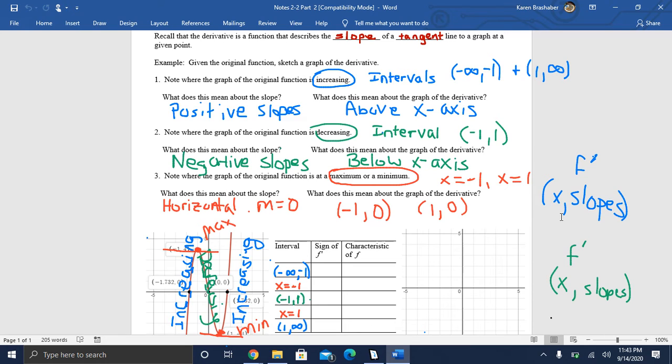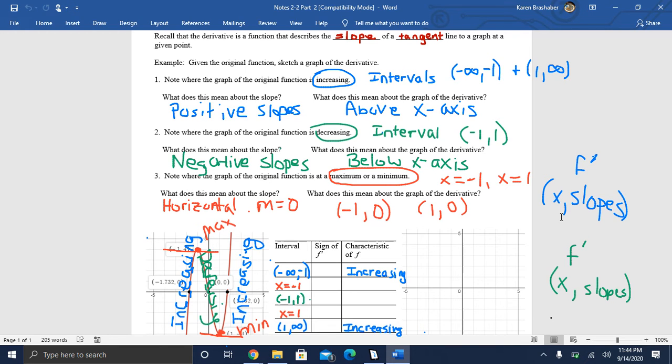In this case, we actually had the original function first. So we looked at the characteristic of f before we looked at the sign of f prime. The characteristic of the original function from negative infinity to -1 is that the function was increasing. And you can either write that word out, or if you just want to abbreviate it, that's fine. We looked at from 1 to infinity that the function was also increasing.